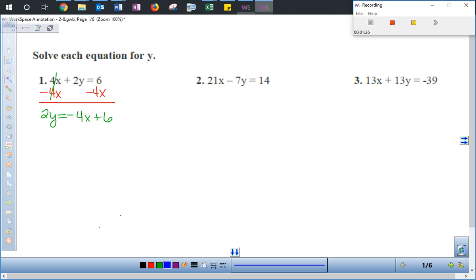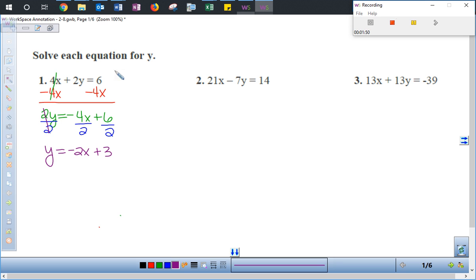Next, I want to divide each term by 2 because we're multiplying by 2 here. So divide this term by 2, this term by 2, and this term by 2. So on my first term, 2y divided by 2 leaves me with y. Negative 4x divided by a positive 2 leaves me with a negative 2x. And a positive 6 divided by a 2 is a positive 3.